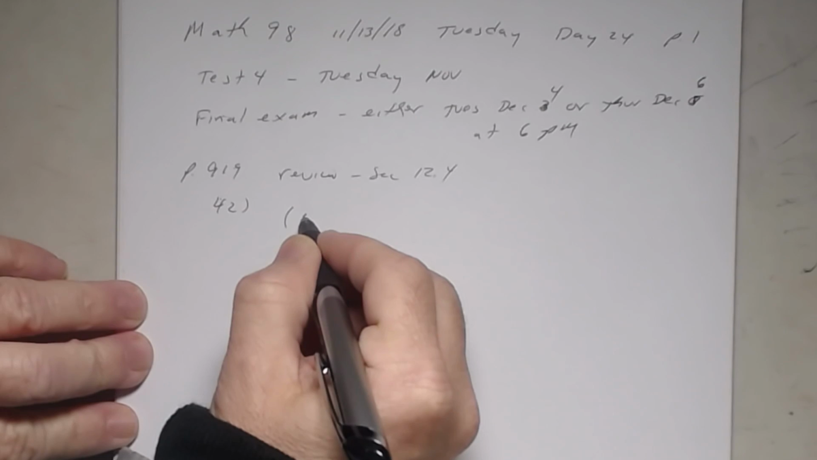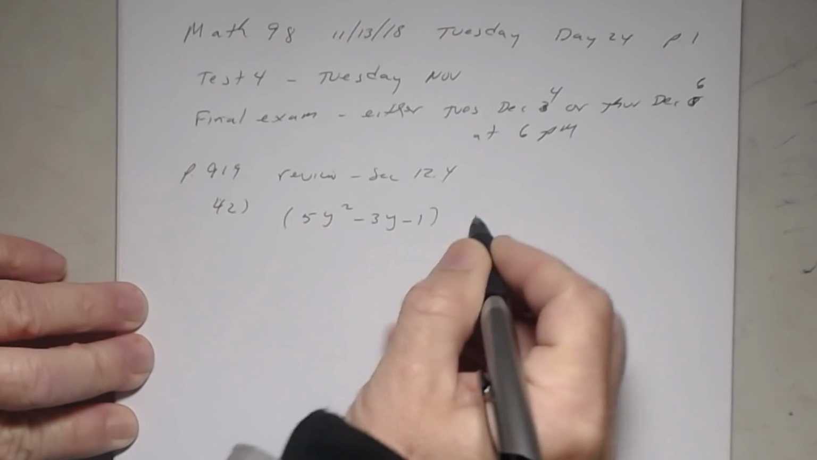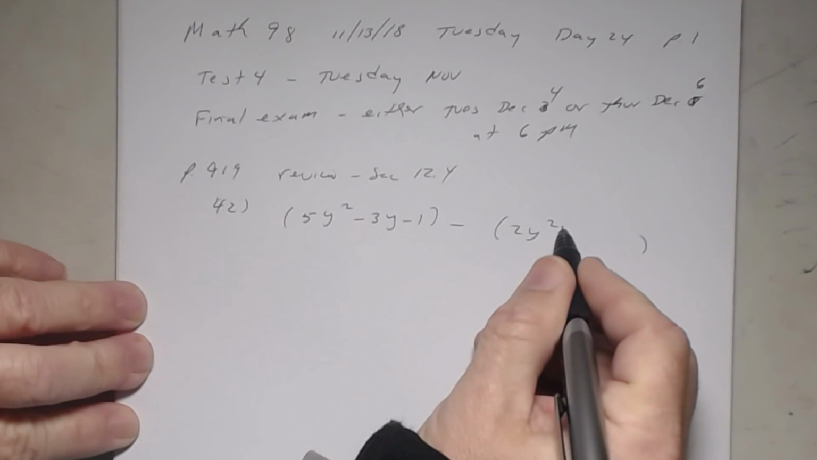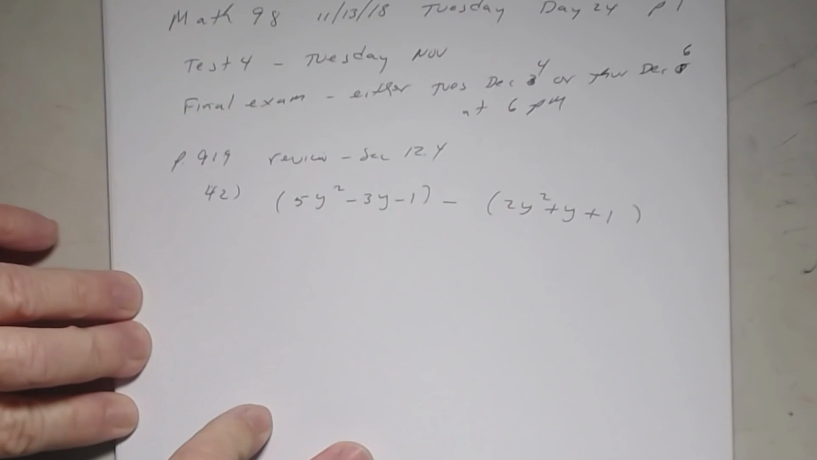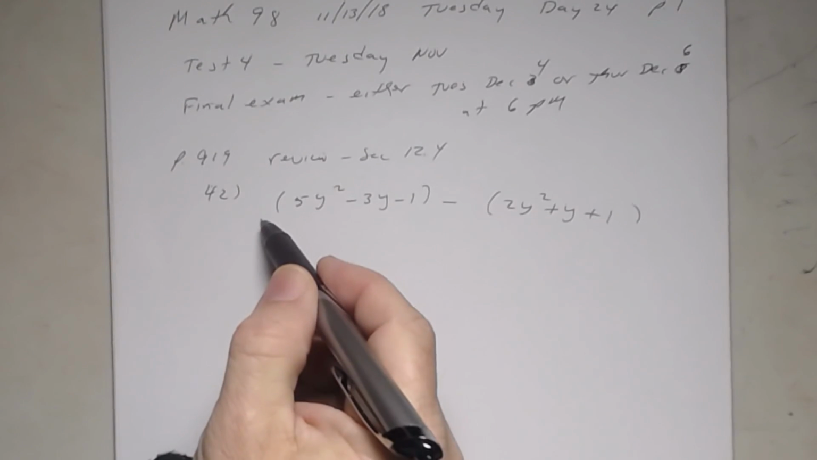And this one, the first one, it says 5y squared minus 3y minus 1. And then you have this, 2y squared plus y plus 1. All right, so what are you doing to those two polynomials here? You're subtracting, okay? Now, adding is easy, but since we're subtracting, what is it you need to do? Change the sign.